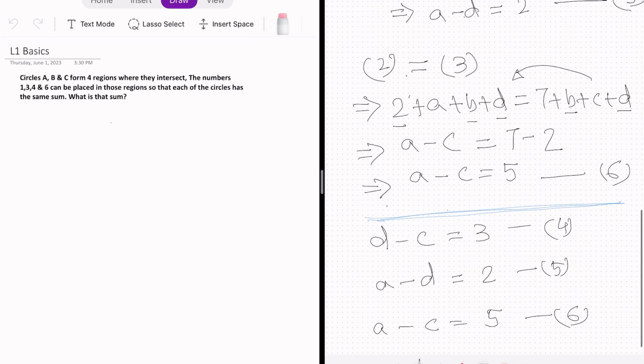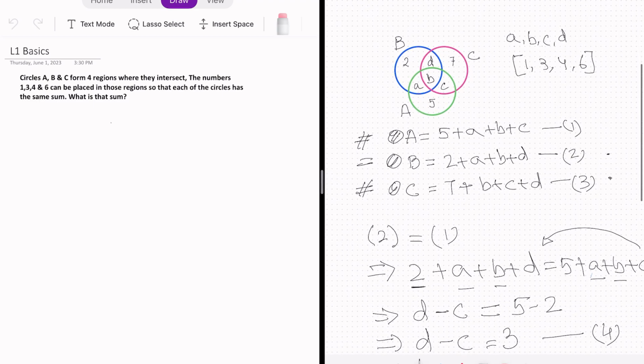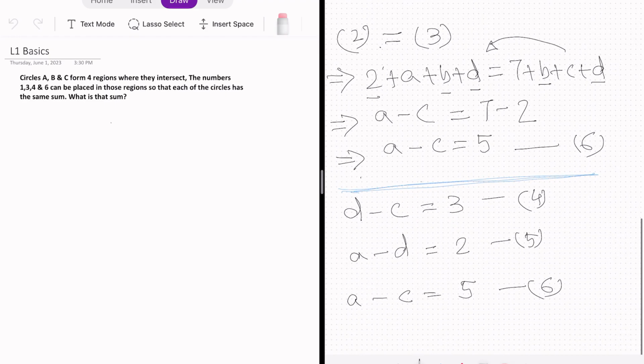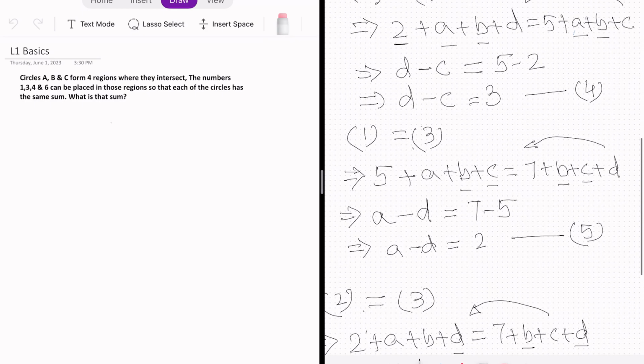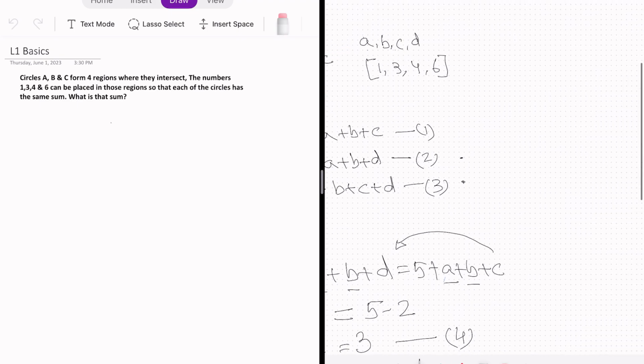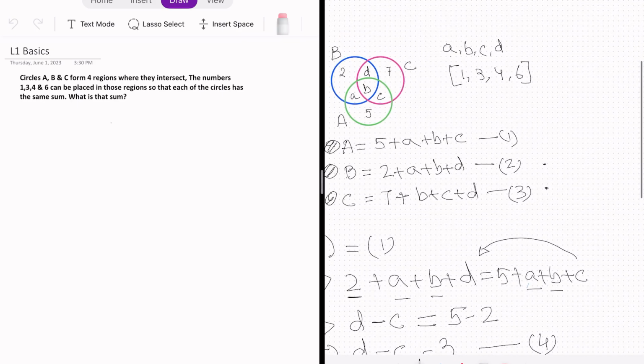So I now have to look into the other clue, which is these numbers A, B, C, and D. I have to pick these numbers from 1, 3, 4, and 6. Now this is where it gets a little tricky. How do I do that? For me to do that, I'm going to create a chart with these numbers. Let the chart be like this.